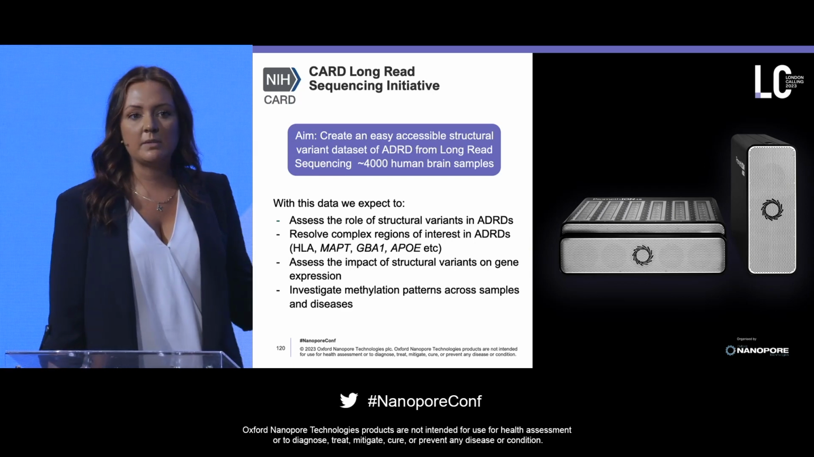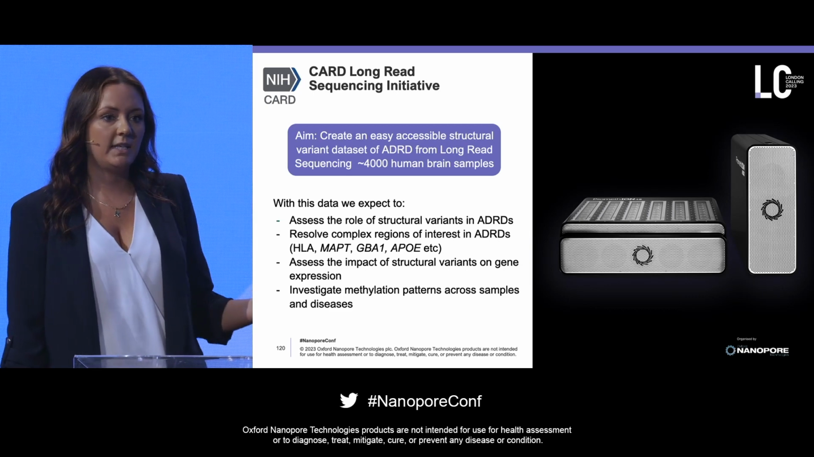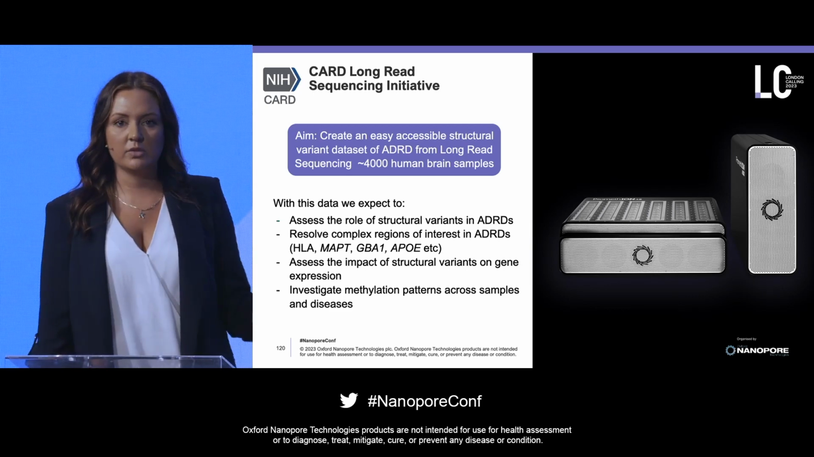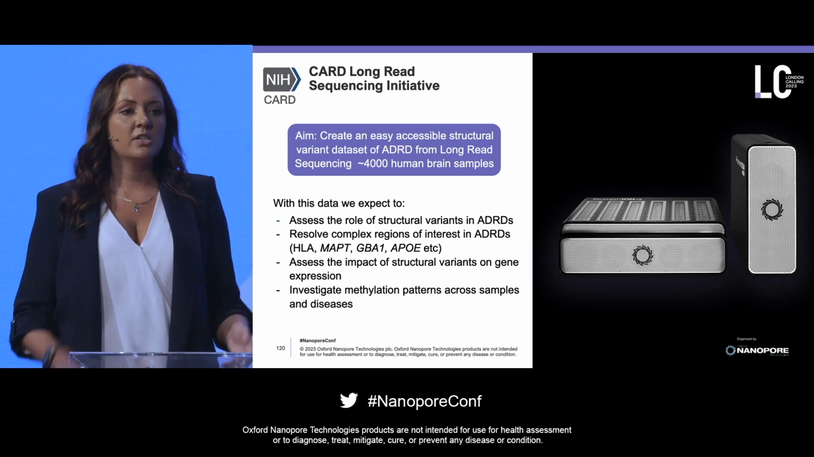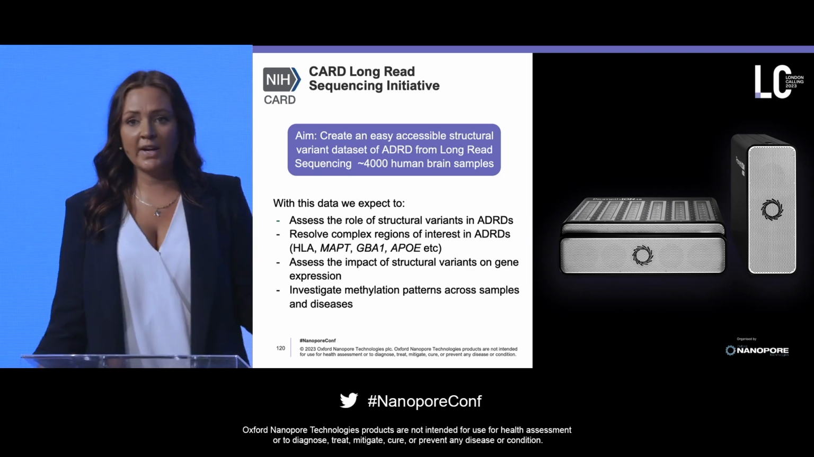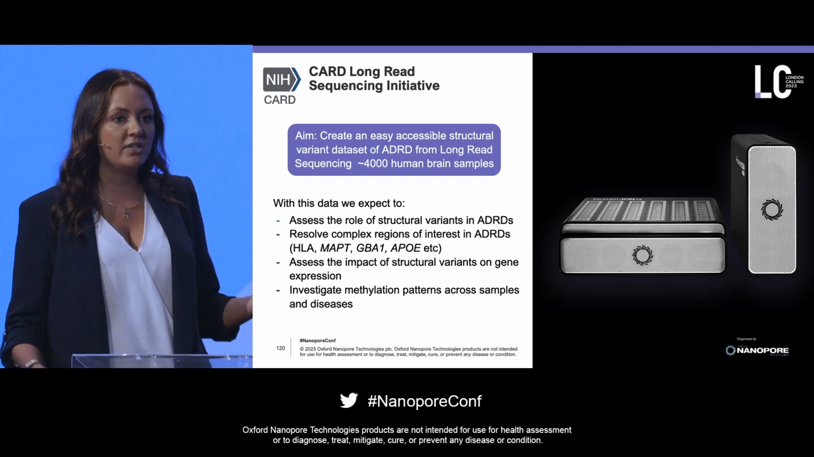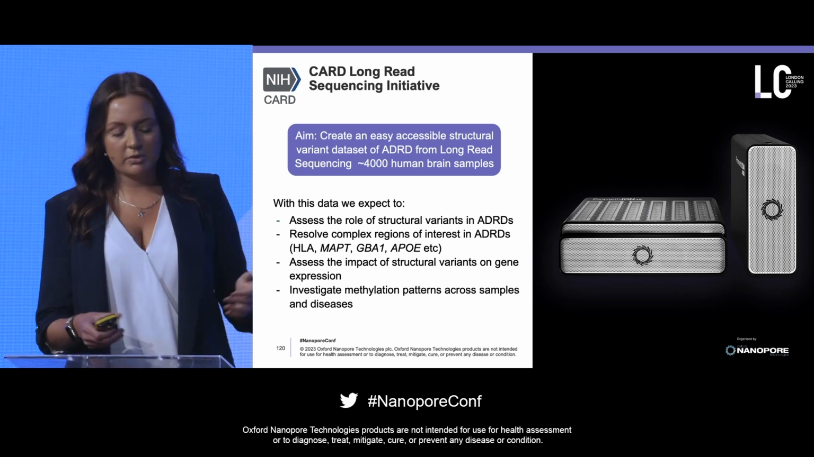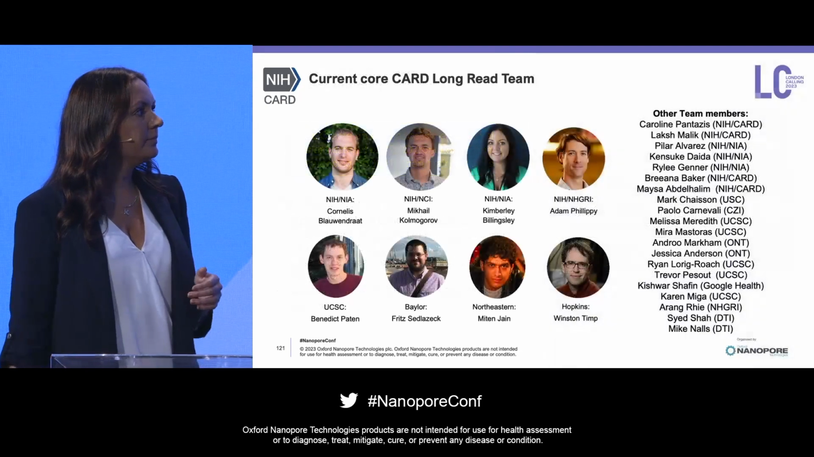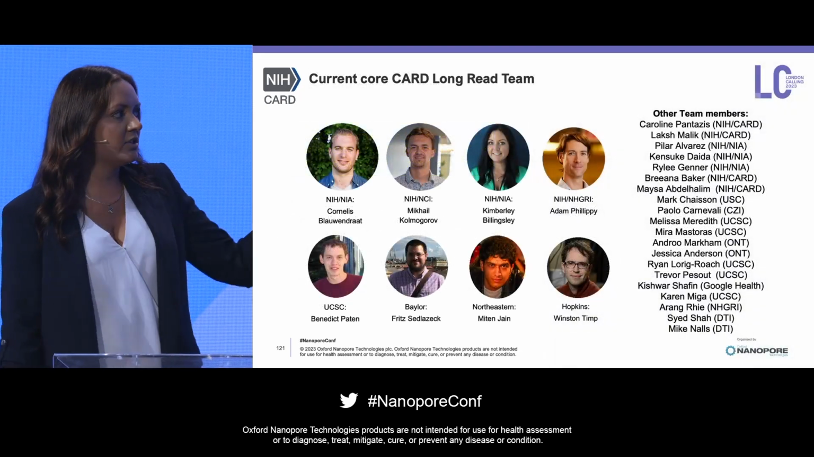What's really nice about the samples that we've picked is not only have they got matched short-read DNA sequencing, but a lot of the cohorts also have matched RNA-seq, so we can start to look at the functional effects of those variants. And finally, the added benefit of Nanopore, obviously, is that we can start to look at methylation differences between samples and disease.